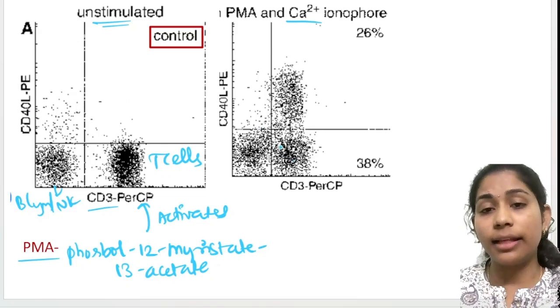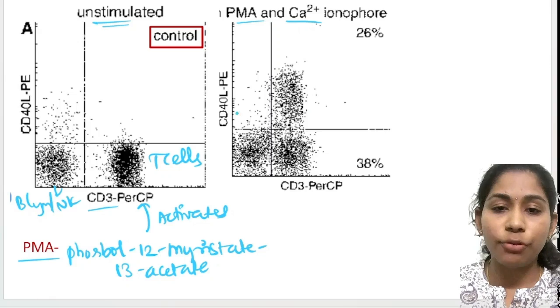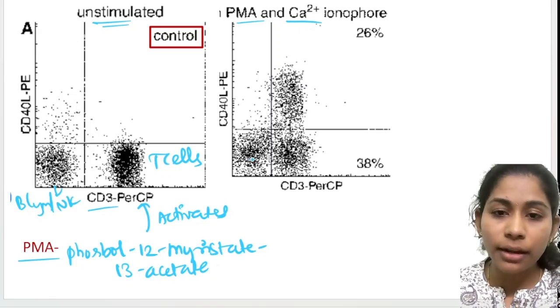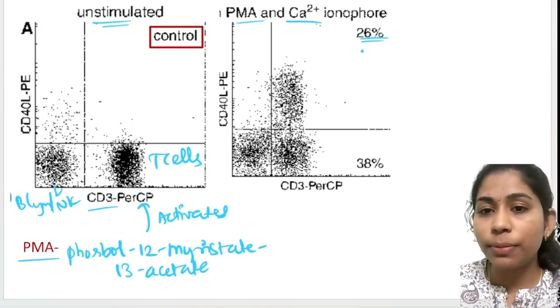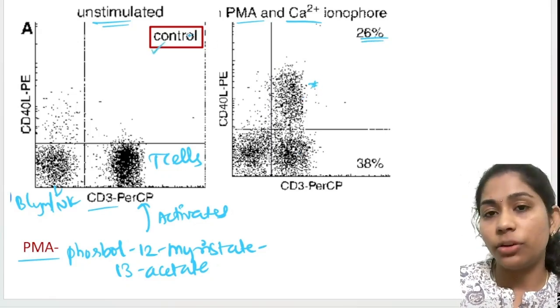Then these CD3 cells, when they are stimulated by this PMA and calcium, they are expressing the CD40 ligands. Can you see these cells? There are more clumps here. Then they start expressing, and almost 26% of the cells have expressed this CD40 ligand. So this is normal. This is a control population.